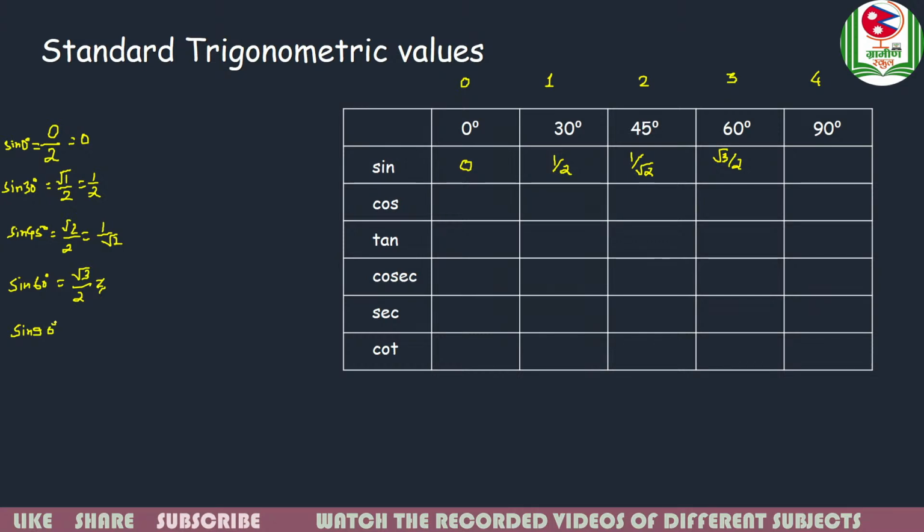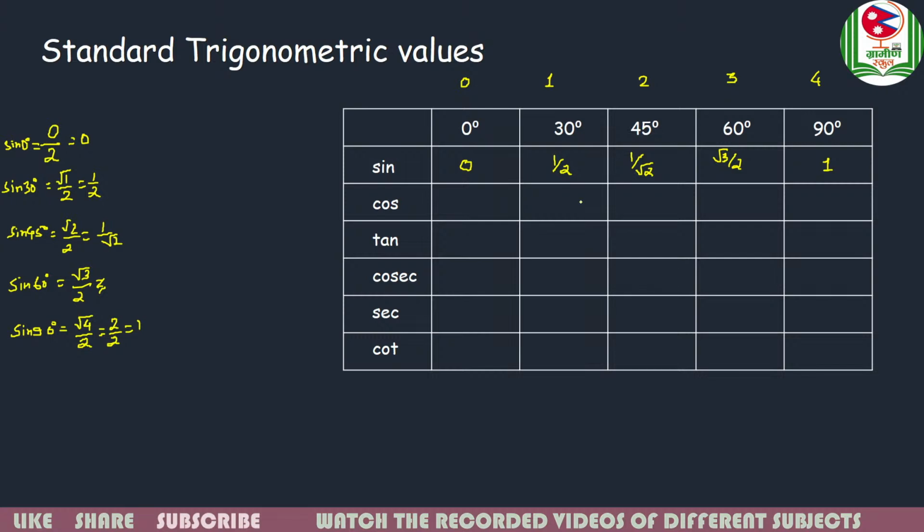And for sine 90 degree, we write root under 4 by 2. The value of root 4 is 2, and 2 by 2 equals 1. So sine 90 degree is 1. Okay. As we have found all the values of sine 0, sine 30, sine 45, sine 60 and sine 90, we just reverse the values and write them in order, and we again obtain the values of cos 0, cos 30, cos 45, cos 60 and cos 90.